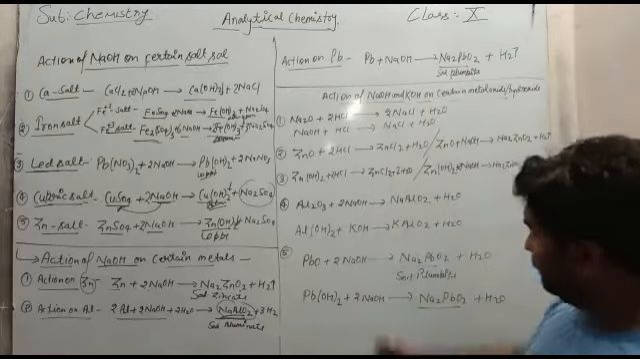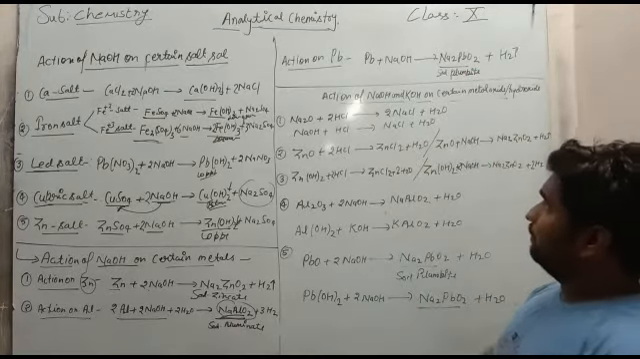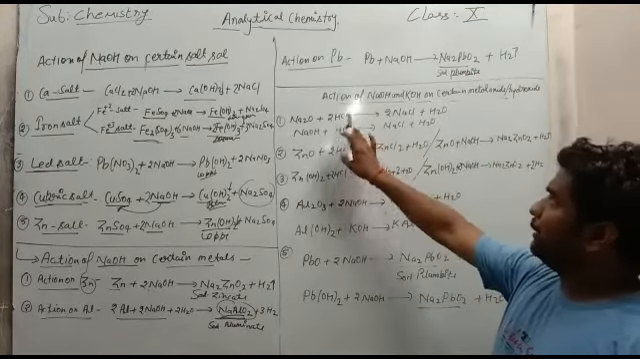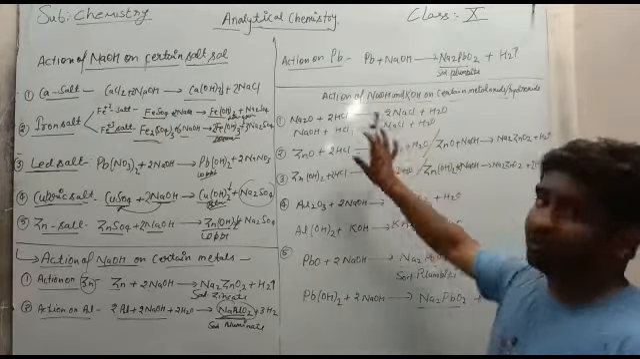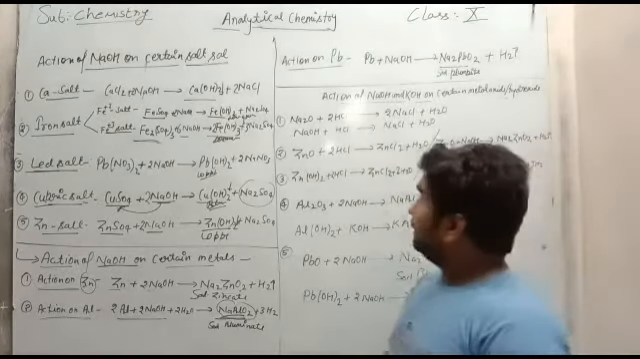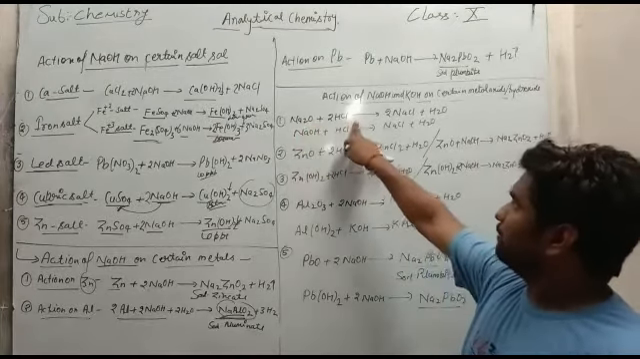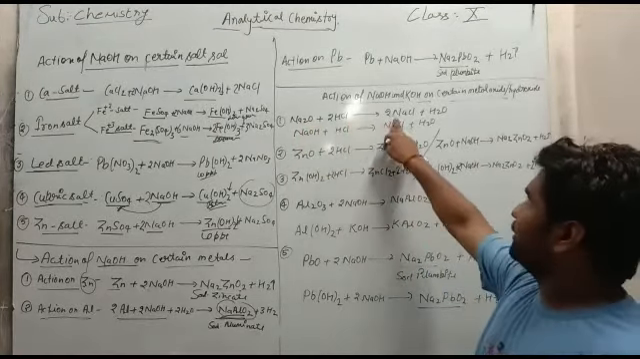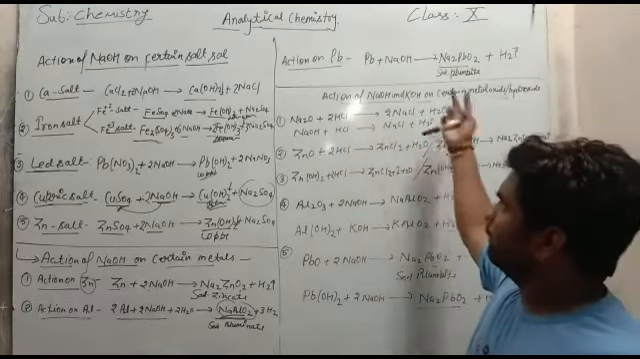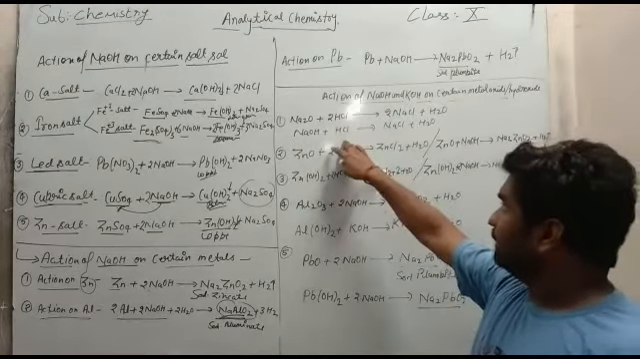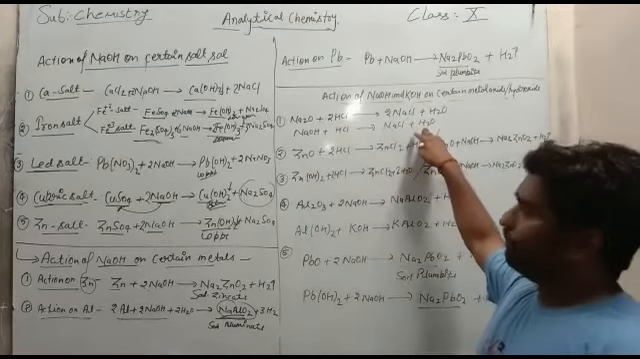Now next, action of NaOH and KOH on certain metal compounds. Now look at these reactions. Here we have to write only the NaOH reaction, and the KOH reactions are the same. Now next reaction, Na2O, sodium oxide, reacts with HCl and gets converted to NaCl and water. You know very well, base reacts with acid, then salt and water will be formed.